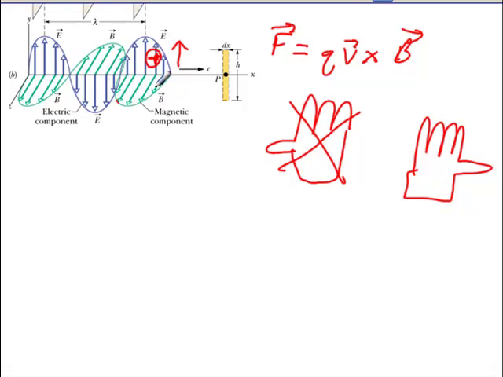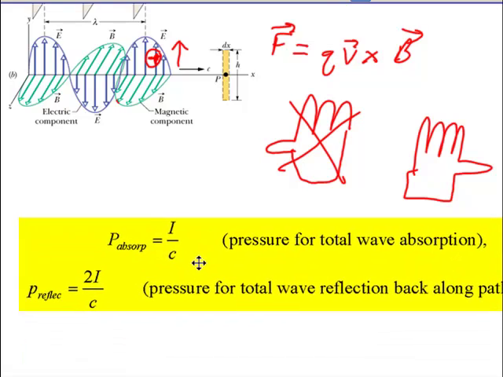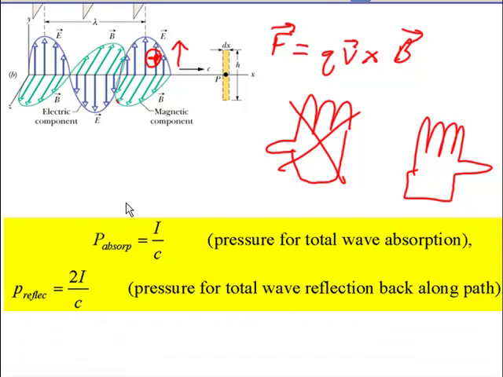In other words, the wave does in fact carry with it some momentum. And that momentum will create a force to the right, and that force is proportional to the intensity, and it's a force per unit area, so it's a pressure. Now, if the wave is being absorbed, then the pressure exerted by the light hitting the surface is just the intensity divided by the speed of light.